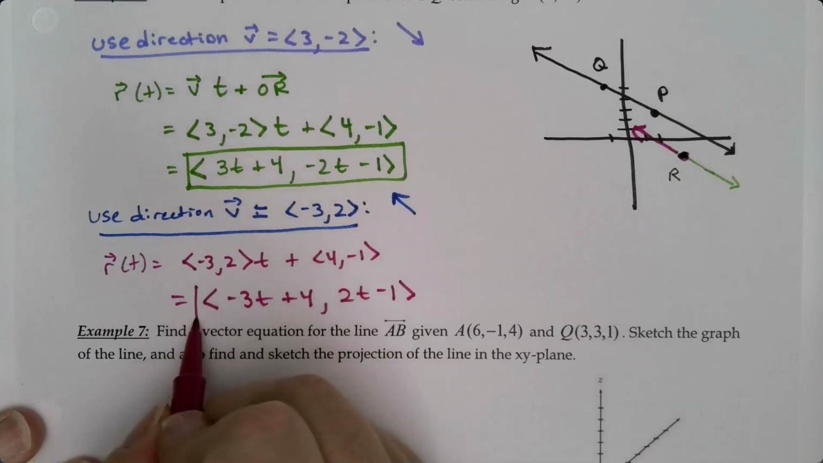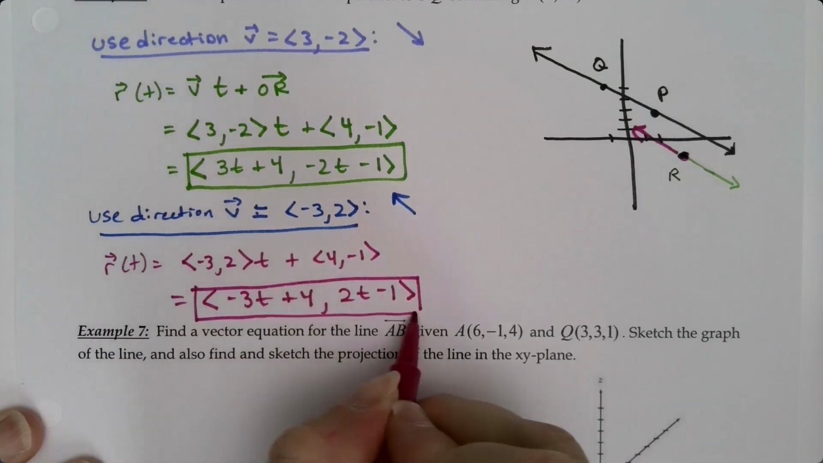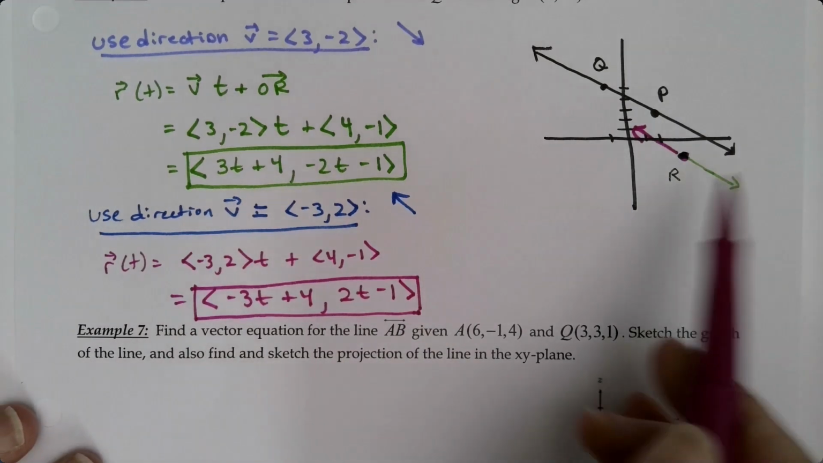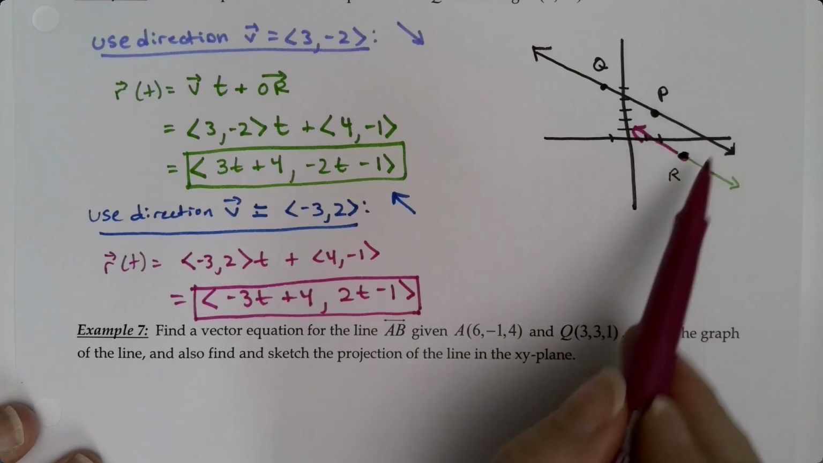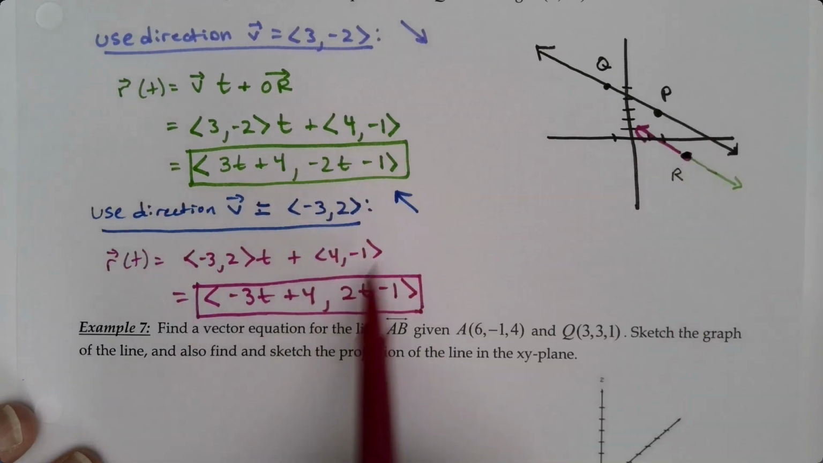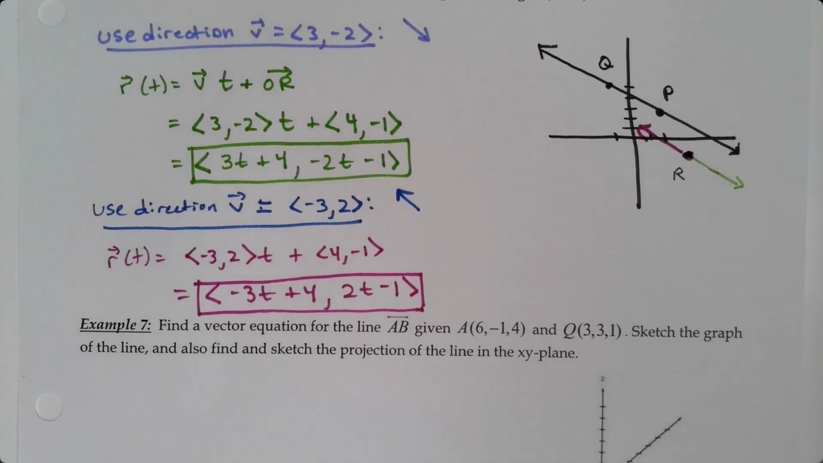Now if you're thinking to yourself, well, which one of these is correct? The answer is both of them are. They are both vectors that are parallel to that line, and because they're in vector value form, they find the equation of that line. So it works either way.